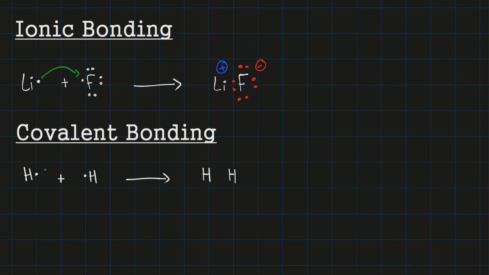But with covalent bonding, it's different. When you have two atoms that have a very similar electronegativity, the electrons are not pulled to one atom or the other, but rather they're shared. We have an electron pair that's shared between the two.